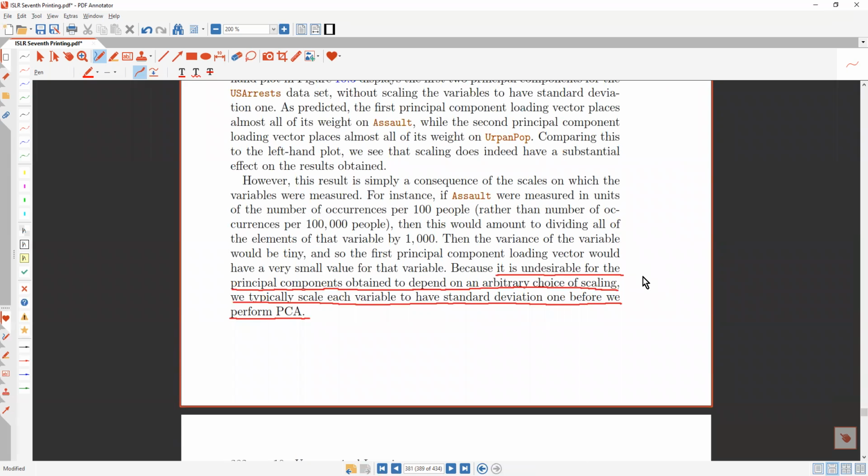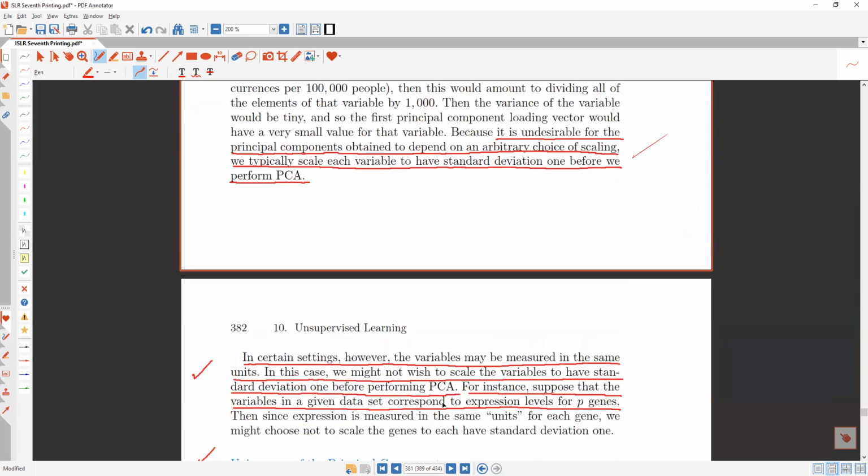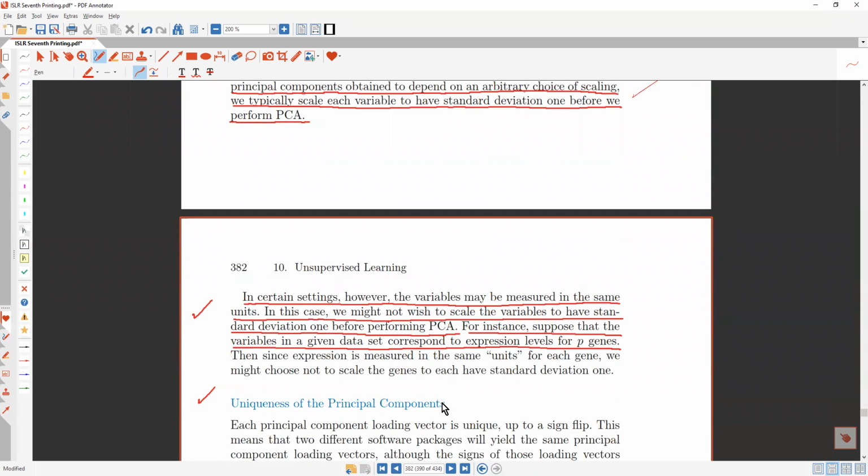So they say it here again, right? It's good to scale your data. And in your lab that you'll have to do going into the final exam, you'll have to look at scaled versions and unscaled versions, and you can compare them.